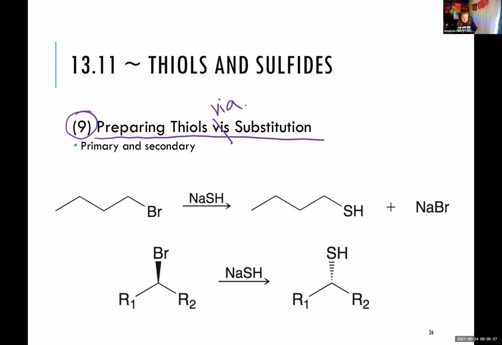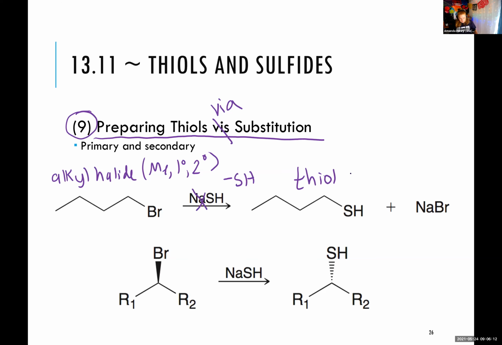If we are using a primary, methyl, or secondary carbon, we can do an SN2 reaction. So we're starting with our alkyl halide, methyl, primary, secondary. We're reacting it with NaSH. We've seen this before. We don't care about that sodium. This is really just an SH ion. And we will make our thiol. This is an SN2 reaction.